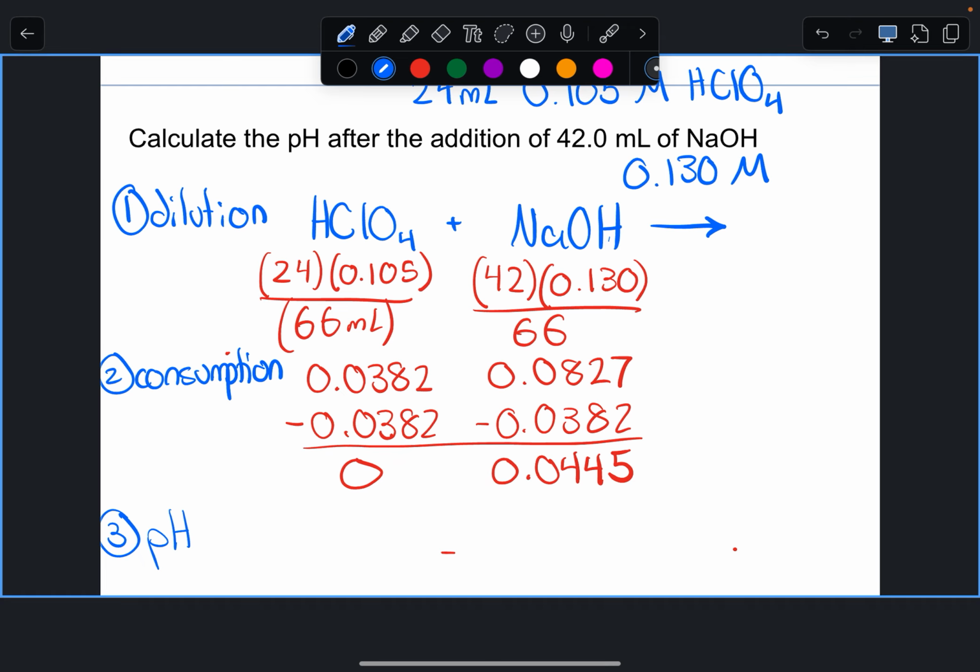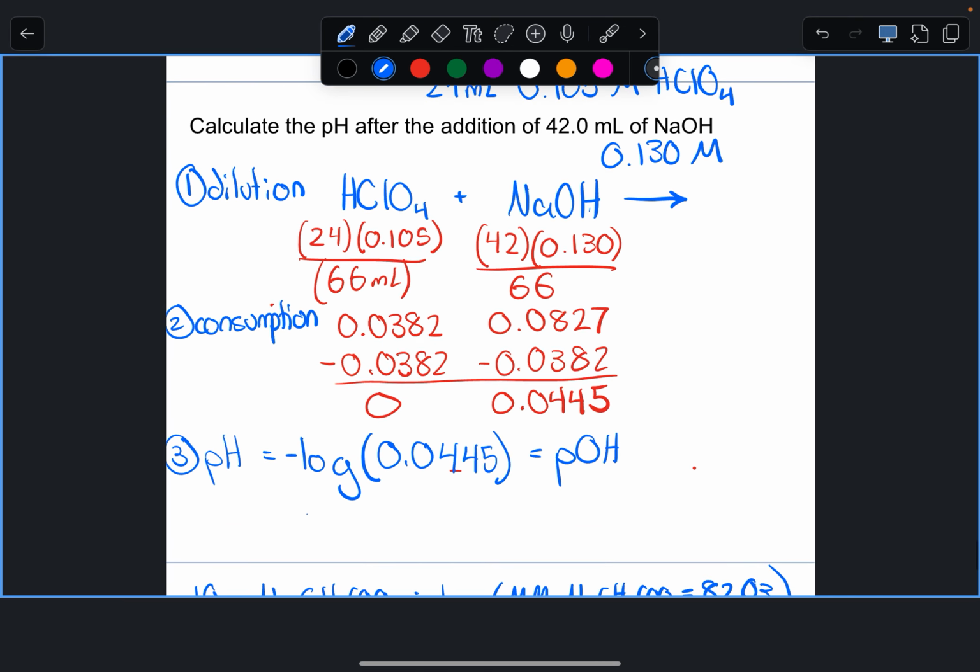So the only difference here is you've got to remember that now, because you have base left over, you're going to do the negative log of that concentration, but that's going to give you pOH, not pH. Okay, so let me get this straight. I think the left side's the acid dilution, and then the right side's the base dilution. Yeah, I just do them right under the chemical so it's clear. And then same thing with the consumption step, it's right under it. So all of this stuff is for the base.